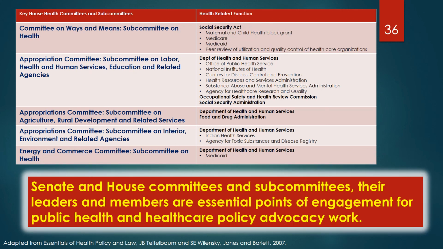This slide lists key House committees, including Ways and Means, Appropriations, and Energy and Commerce, their subcommittees and functions that address public health and healthcare policies. These last two slides are not exhaustive, but are meant to demonstrate where many, if not most, Senate and House public health and healthcare policy discussions and planning take place. A main point is that Senate and House committees and subcommittees like these, their leaders and members, are essential points of engagement for public health and healthcare policy advocacy work.